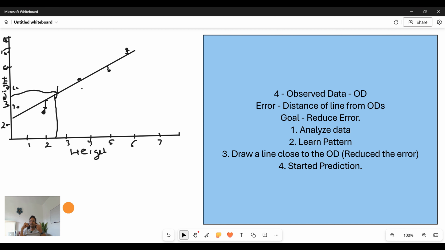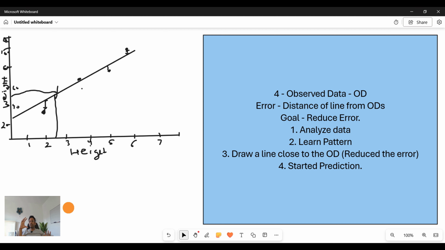Then in the second step, you draw those into the graph, and then you see the pattern. Okay, it seems like a linear pattern. You started measuring the error: how far am I from these observed points. You started changing your line position, and then again you measured it, and you keep cycling until you reach a point where you feel that now this is the closest, and there you started prediction.